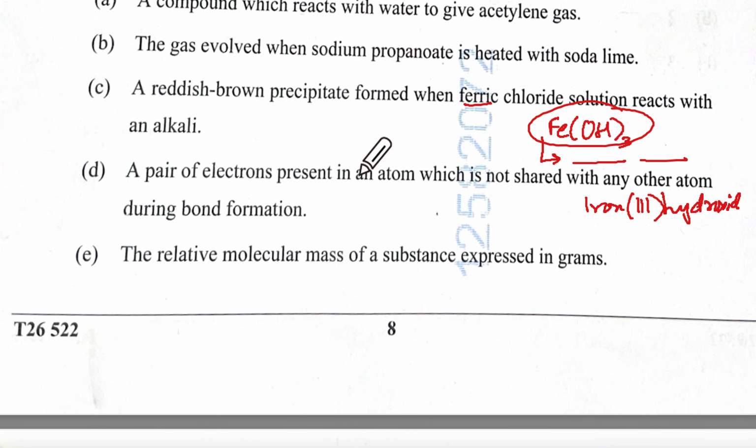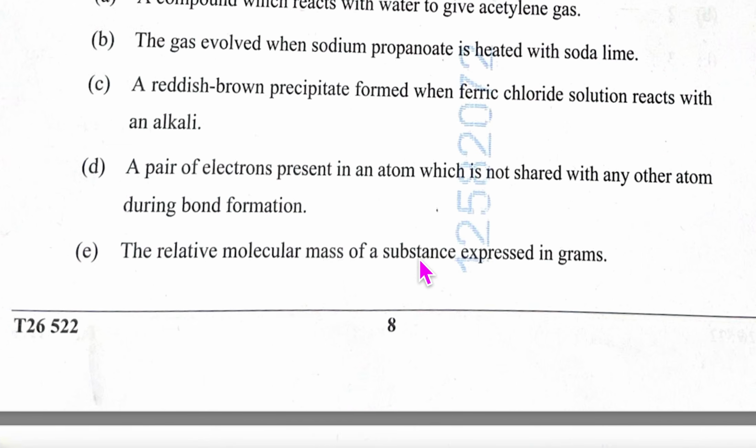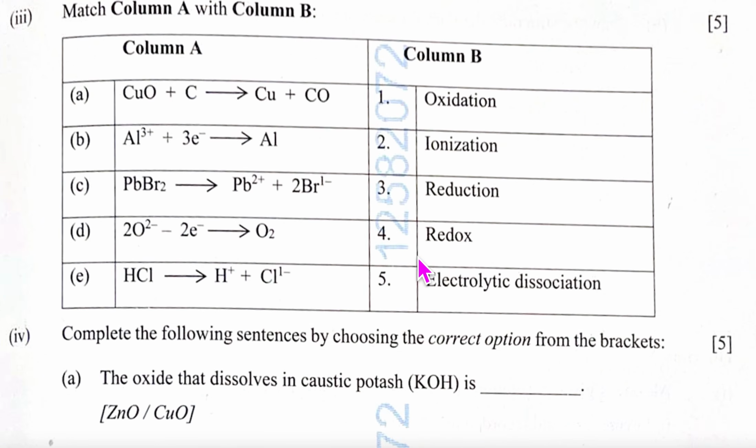The pair of electrons present in an atom which is not shared with any other atom during the bond formation is the lone pair, the definition. So it is the lone pair. Relative molecular mass of a substance expressed in gram, they are saying, and it's the molecular mass. So it is gram molecular mass, correct? It will be GMM, but don't write GMM. You will have to spell it out as gram molecular mass. So that gives you 5 marks of question 2, second part.